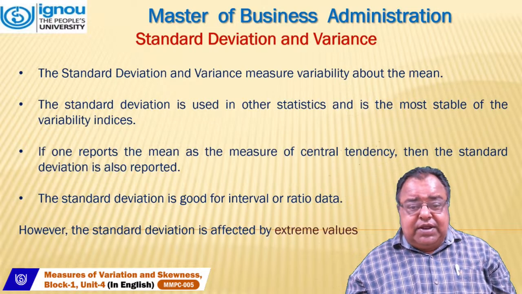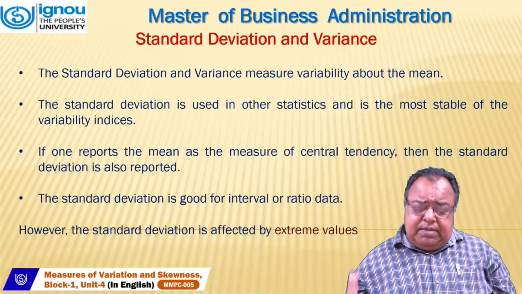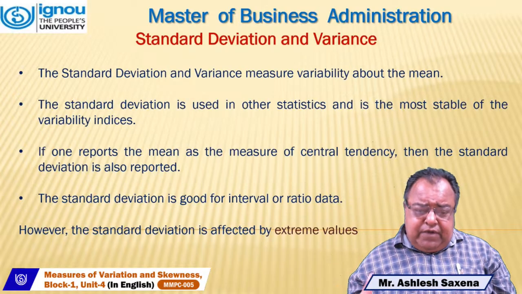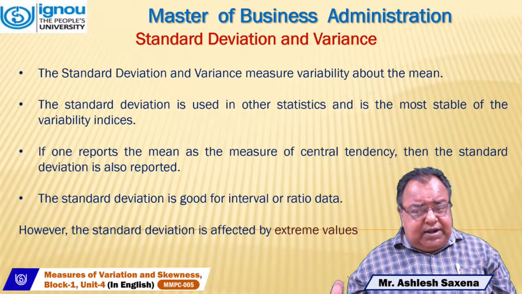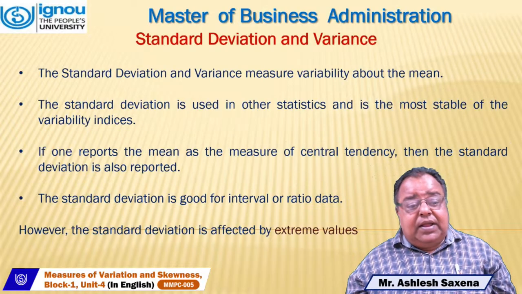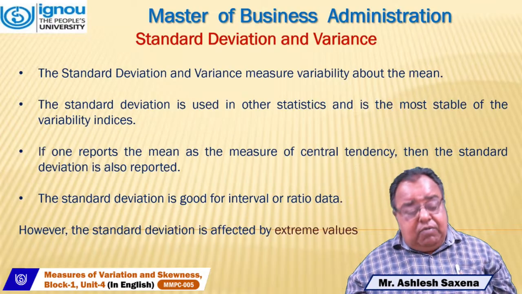Standard deviation is used in other statistics and it is the most stable of the variability indices. If one reports the mean as the measure of central tendency, then standard deviation is also reported. Standard deviation is good for interval or ratio data. However, the standard deviation is affected by extreme values.